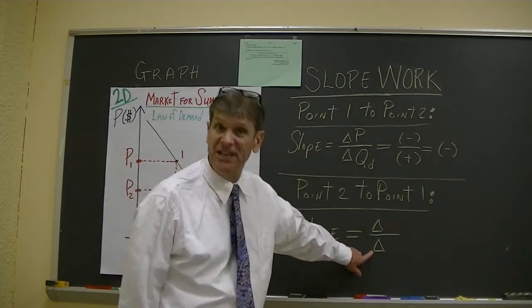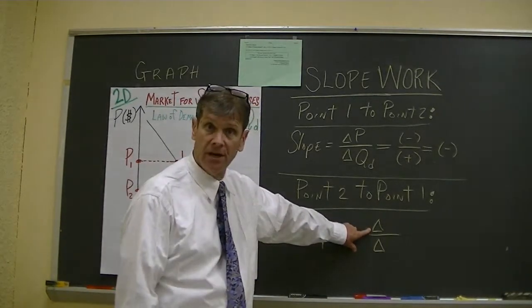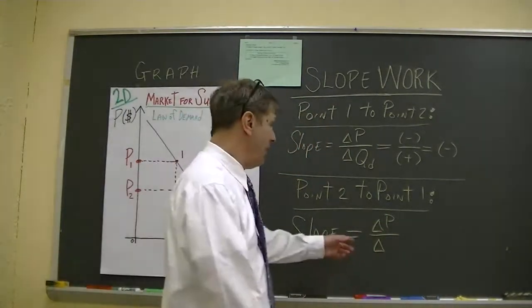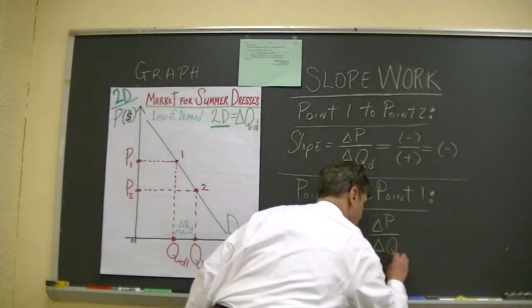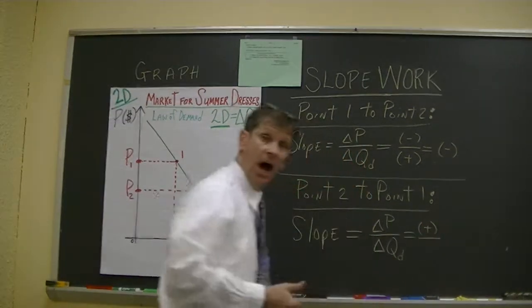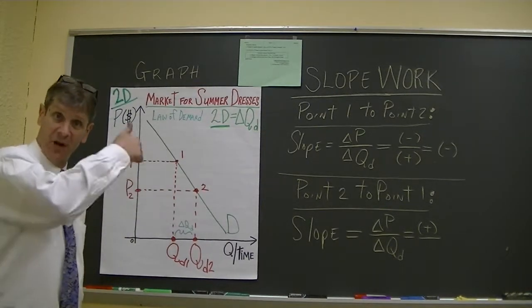Remember, delta means change in. We talked about that before. Change in price, not Y. We're going to do change in price over change in quantity demand. And now the price goes up, so that's a positive change. P2 to P1, positive change, it's going up.